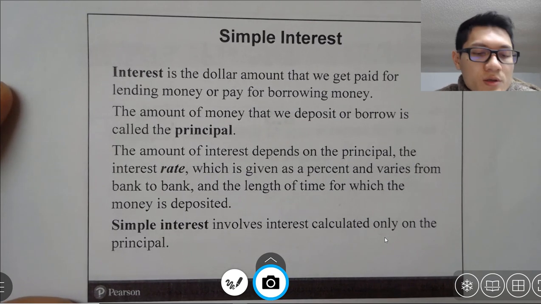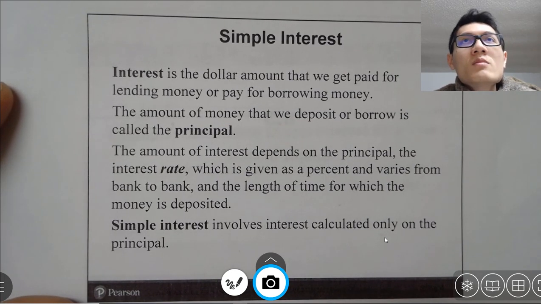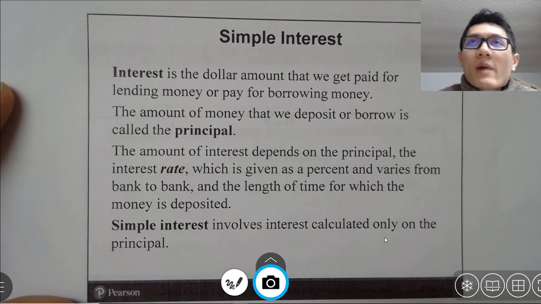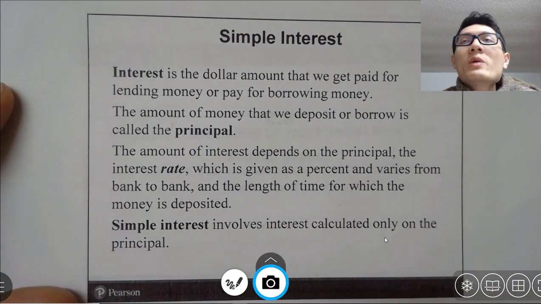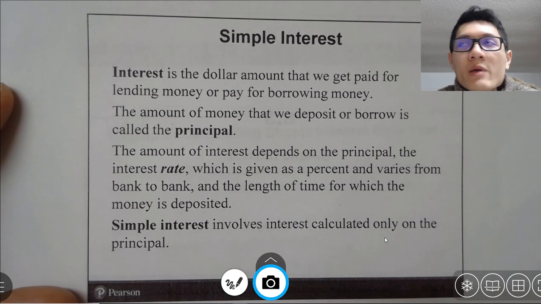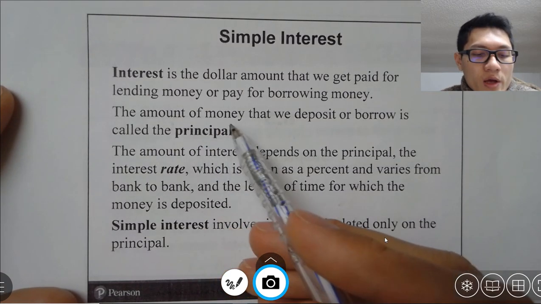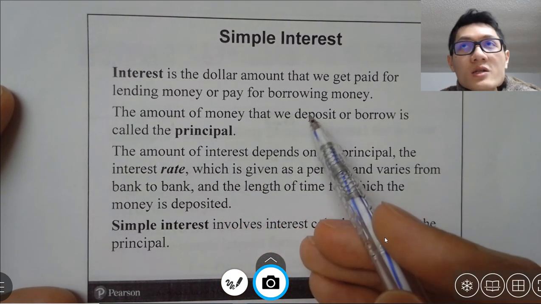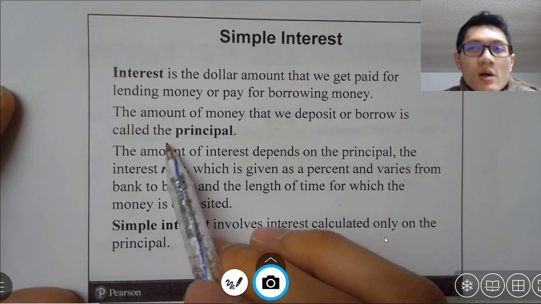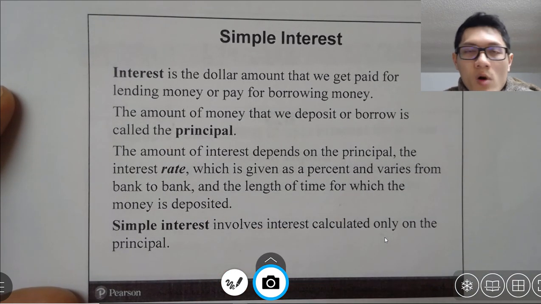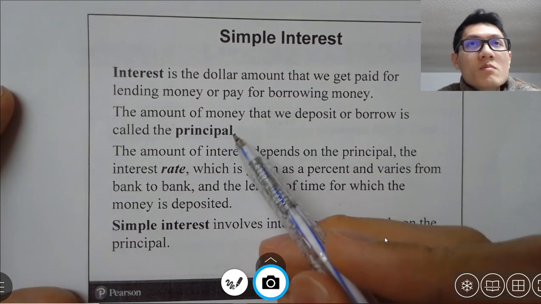Now, the interest is the amount of money that we get paid for lending money, or pay when we borrow money, maybe from the bank to buy houses, to buy cars, and so on. The amount of money that we deposit or borrow from the beginning is called the principal amount of money, or the principal.